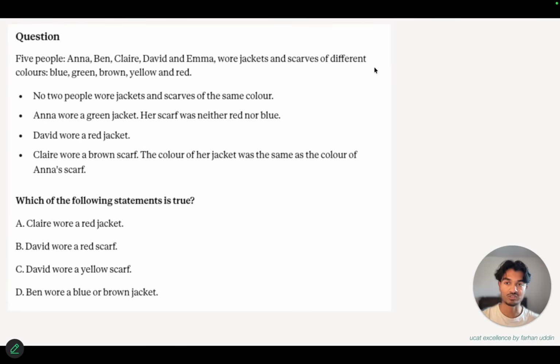We've got one more question here, so feel free to pause the video and have a go. Alrighty, let's run through this one now. So we've got Anna, Ben, Claire, David, and Emma. Having a look at the goal, which of the following statements is true? Can't do much with that.